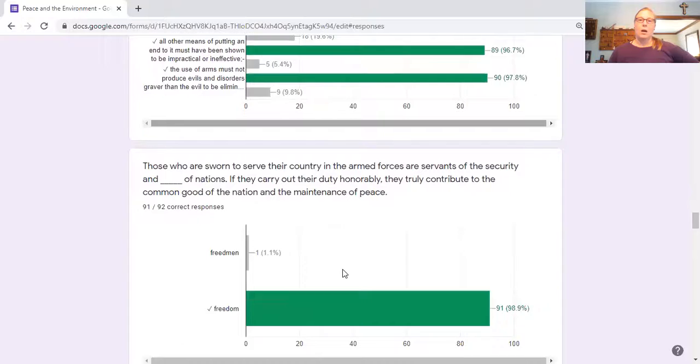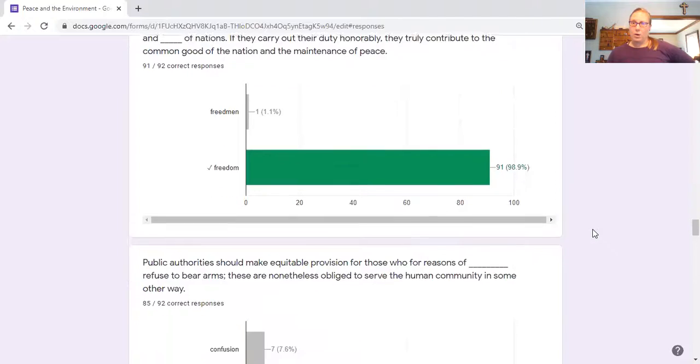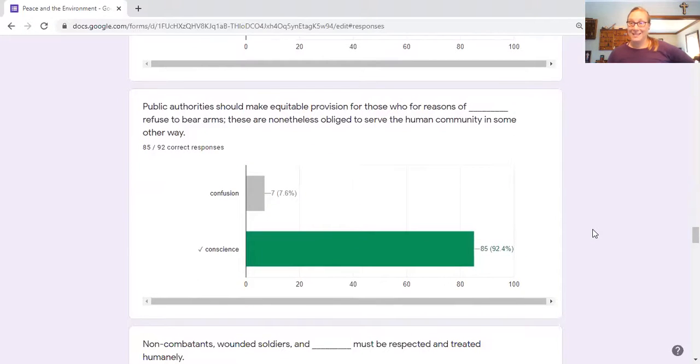All right. This next one is about people that serve in the armed forces. Those who are sworn to serve their country in the armed forces are servants in the security of freedom. Some of you put freedmen, it should have been freedom. And if they carry out their duty honorably, they truly contribute. So it's protecting the rights of those people. And, you know, if you are asked to fight and possibly kill people in a war, morally, you're kind of wondering where you are. But as long as it's a just war, your conscience can be protected there.